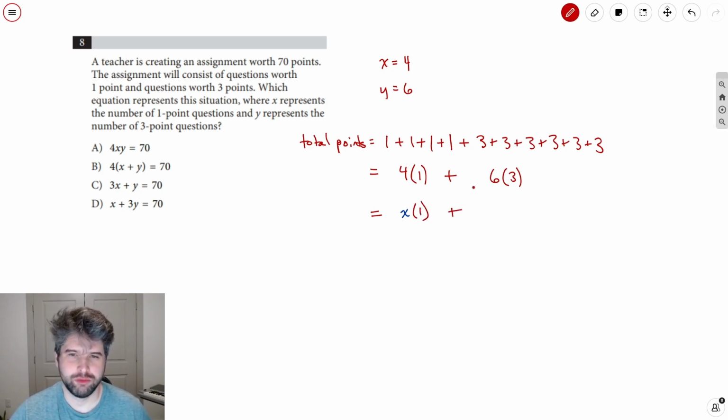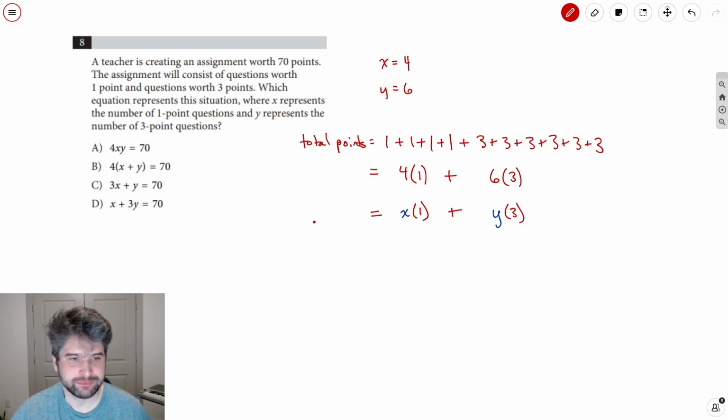Plus, well, what about y? Y is 6. Where did the 6 come from? It came from y. Y is the number of 3-point questions. We've got 6 3-point questions added together. So 6 needs to be replaced with y. So y times 3. All right. So we've got an expression for total points involving x's and y's. The total number of points on the test is x times 1 plus y times 3.